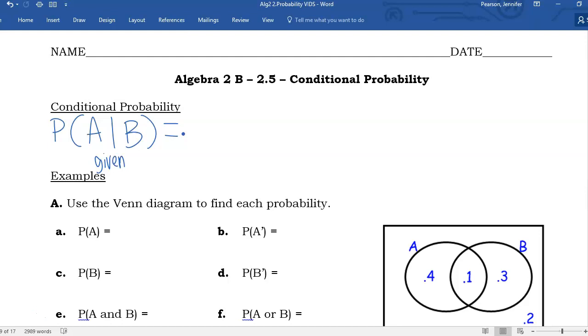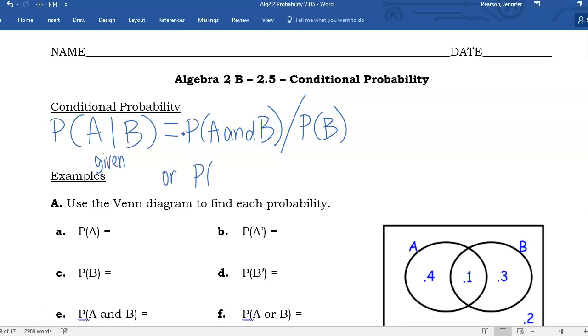To calculate the probability of A given B, we need the probability of A and B divided by the probability of B. If we wanted to rephrase that, I'm going to do it both ways. If you're trying to do the probability of B given A, it's still the probability of A and B, but then we're dividing by the probability of A instead. With that formula, let's try a couple of examples.